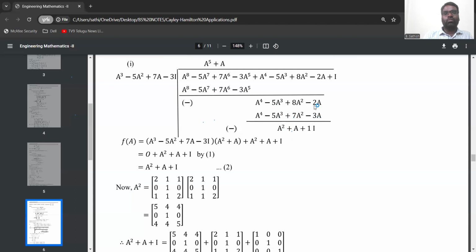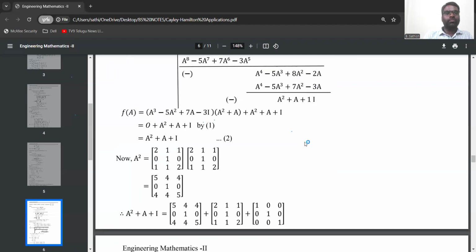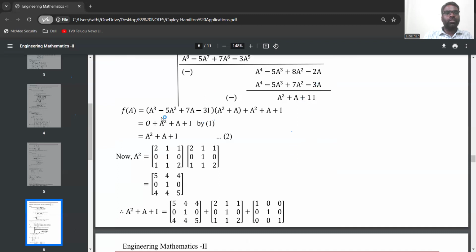Next, here the signs are interchanging, so here we will get plus. The 3 minus 2 is 1, so plus a plus 1i. So again, the given equation is expressed as (a cube minus 5a square plus 7a minus 3i) into (a square plus a plus i), where the remainder is a square plus a plus i.